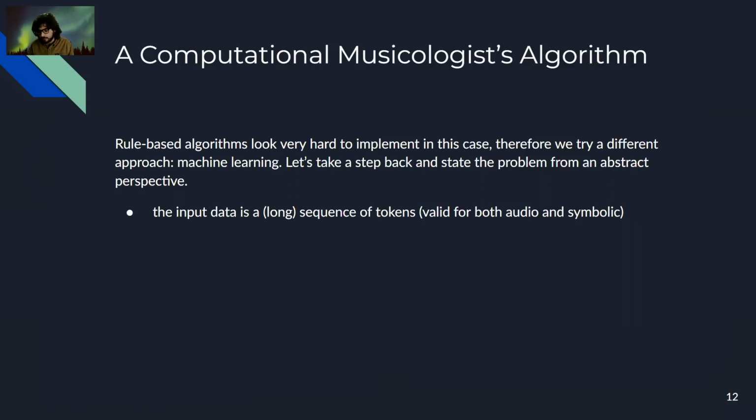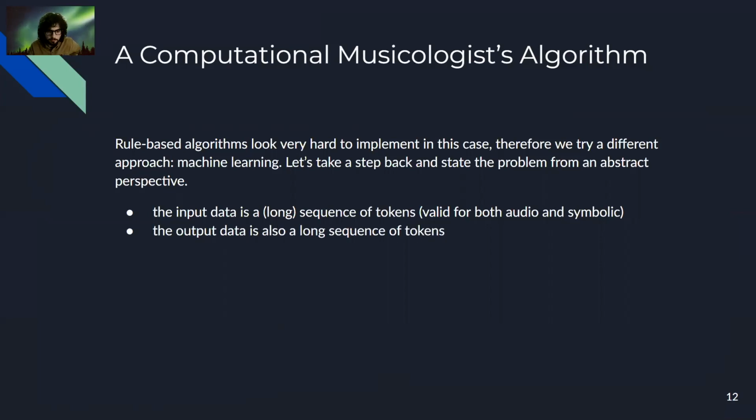The input data is a score file. So it's a long sequence of tokens. And this could be both audio and symbolic music. For example, when I say score, it could be a recording or a MIDI file or a MusicXML. In any case, it's a long sequence of tokens. A token could be, in the case of audio music, simply a sample in the WAV or MP3 file, and in the case of symbolic music, it could be a note or a duration or the alterations or whatever it is that we have in a score.